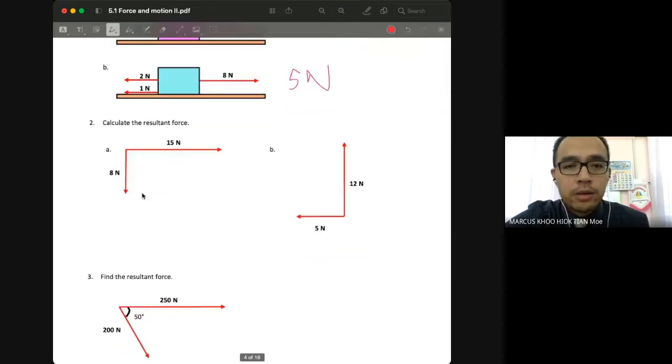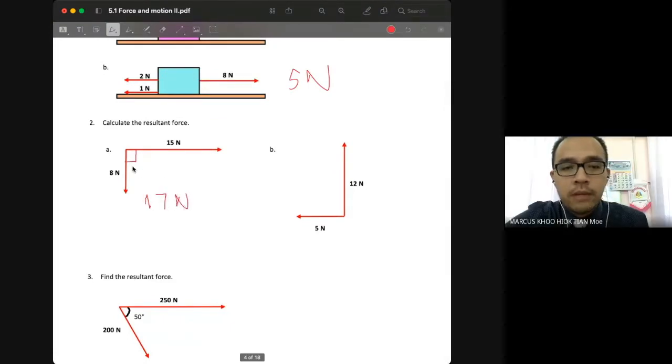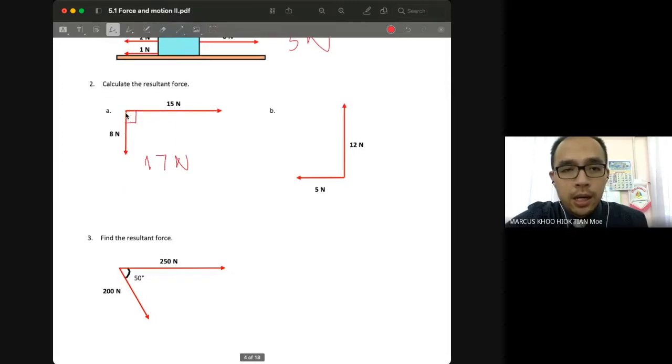Okay, and now we come to the resultant force that involves a 90-degree angle. Mordecai, 2A, please. 17 Newton. Okay, 17 newtons. This one, actually, even if you didn't draw, you can work it out lah. As always, we finish the parallelogram, and then you draw the diagonal. Since this is a 90-degree angle, so this is 8, 15, and then you use Pythagoras theorem, you can get 17 lah. Okay, Shim, next one, 2B.